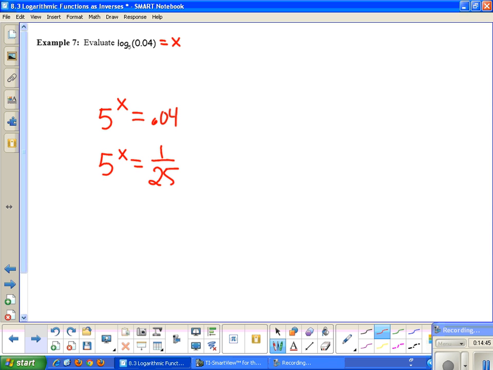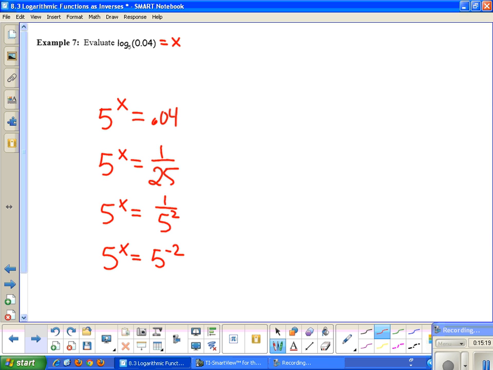Now that I have this, I recognize that 25 is the same thing as 5 squared. So really I have 5 to the x equals 1 over, and I can change this to 5 squared because that doesn't change my equation. But notice that this part on the right is in your denominator and the one on the left is not. So I want to move this out of my denominator. How do I move something in my denominator? Remember, I change the exponent so that it's negative. So 5 to the x power is equal to 5 to the negative 2, that's the same thing as 1 over 25. And now I have the same base.